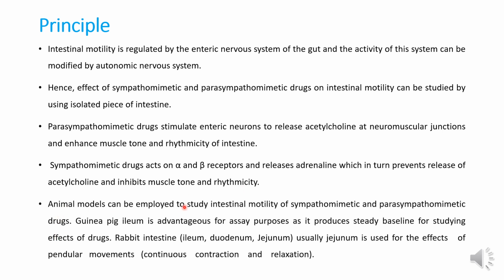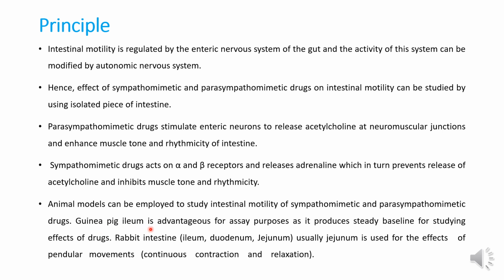So that's why, in order to study the intestinal motility, we use two different types of drugs. One is the sympathomimetic and another one is the parasympathomimetic. So an animal model can be employed to study the intestinal motility of sympathomimetic and parasympathomimetic drugs.